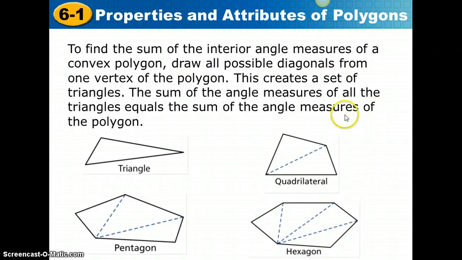Now you might remember that the sum of the angle measures of a triangle add up to 180 degrees. Well, there are 2 triangles within this quadrilateral, so there are 2 180-degree sums. And in the pentagon, there are 3 180-degree sums. And in the hexagon, there are 4 180-degree sums. So let's look at the following table.